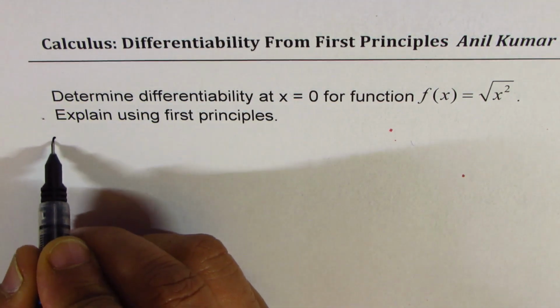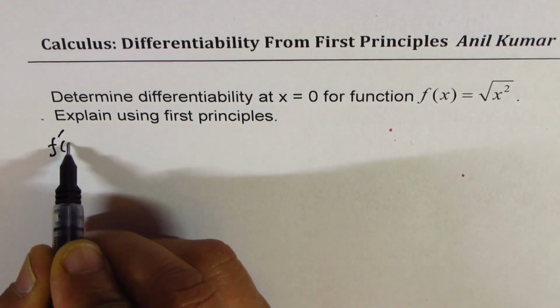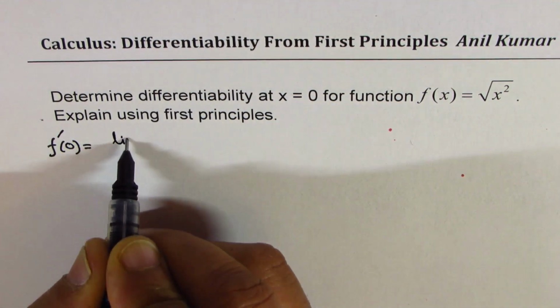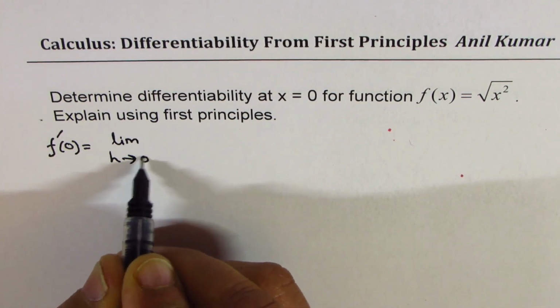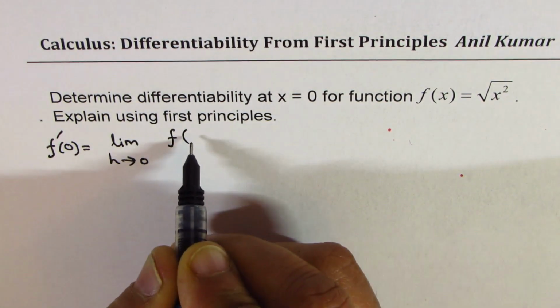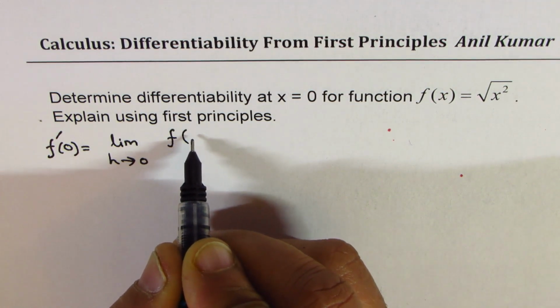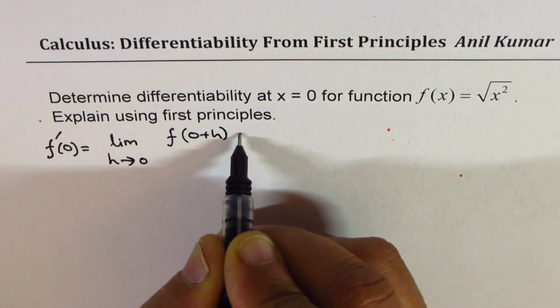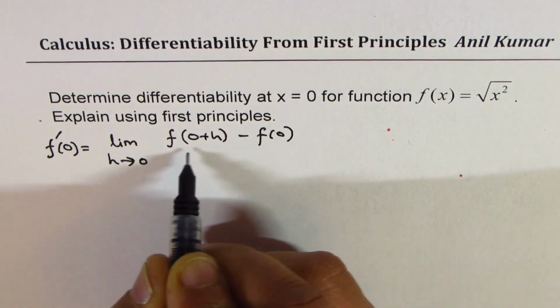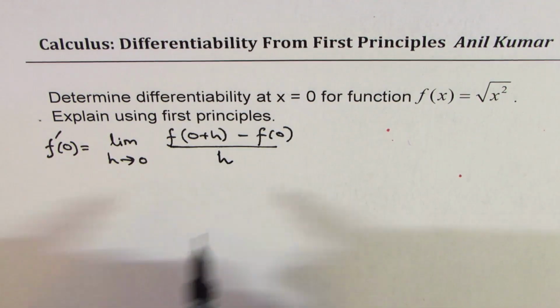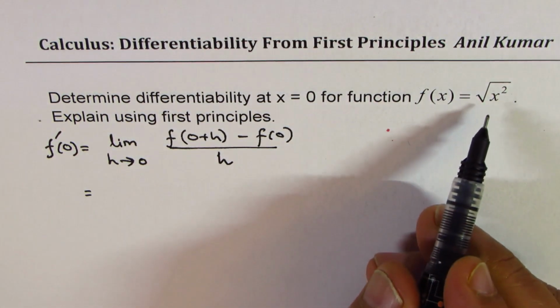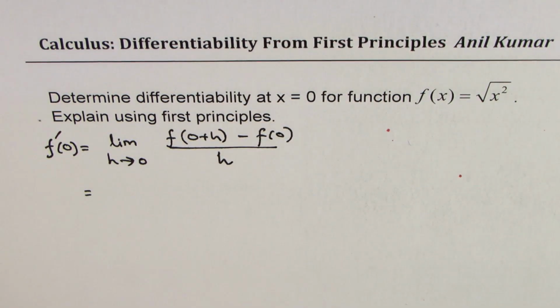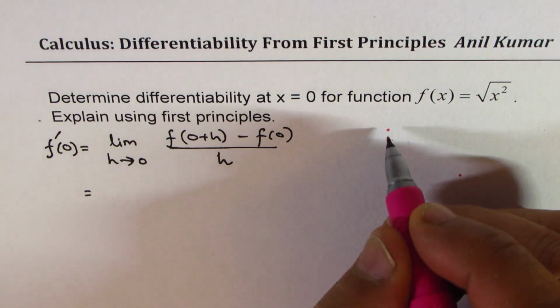So using first principle, we can write that f dash 0 is equal to limit h approaches 0, f of 0 plus h minus f of 0 over h, right? Now in our case, the function is square root of x squared. Now what does that square root of x squared mean? Let's try to understand that part also, and then we'll continue with our discussion.